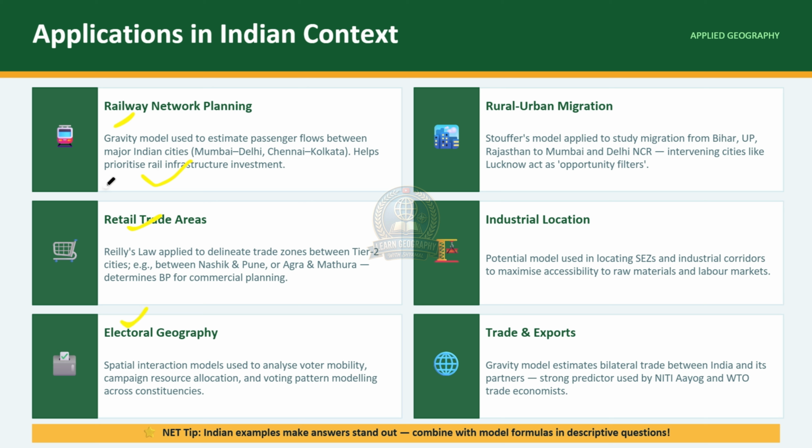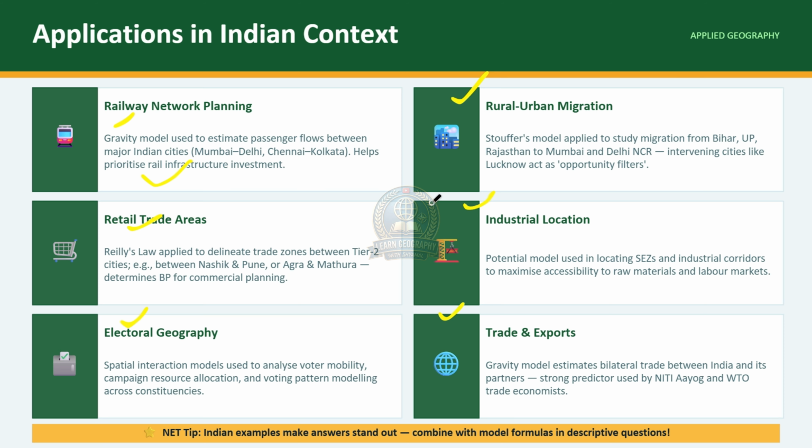Electoral geography: spatial interaction models are used to analyze voter availability, campaign resource allocation, and voting pattern modeling across constituencies. Rural-urban migration: the Stouffer model is applied to study migration from Bihar, UP, and Rajasthan to Mumbai and Delhi NCR. Intervening cities like Lucknow act as an opportunities filter. Industrial location: the potential model is used in locating SEZs and industrial corridors to maximize accessibility to raw material and labor markets.